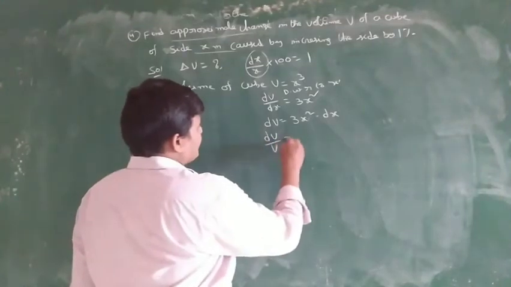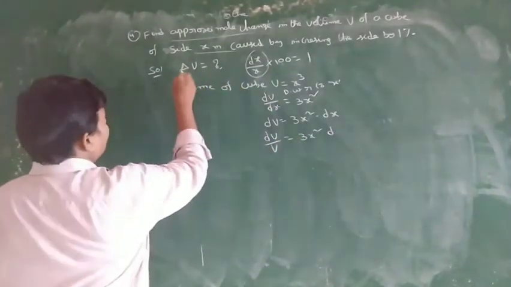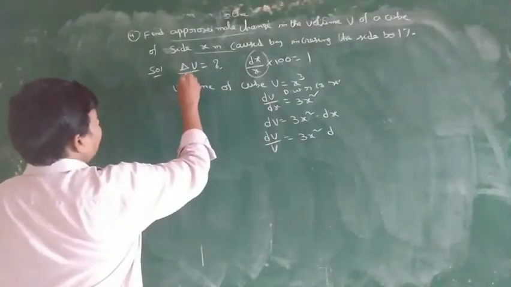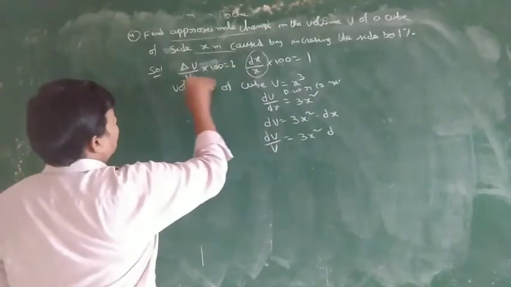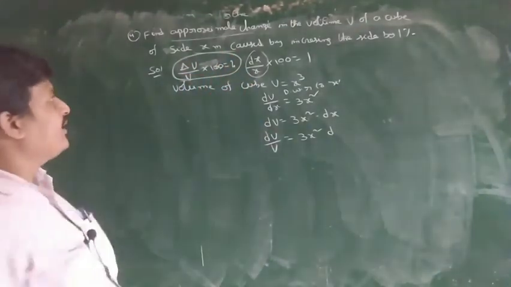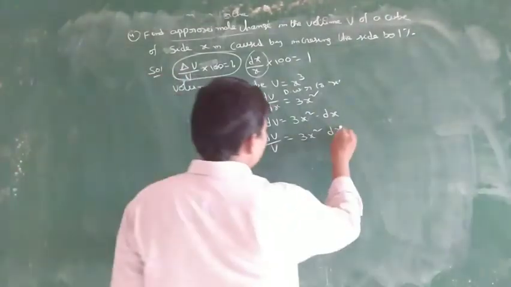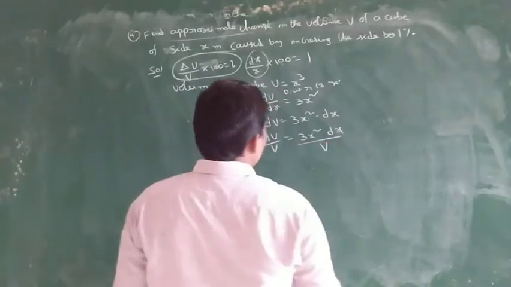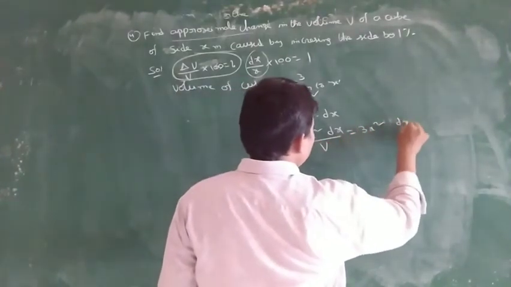dV by V is equal to 3x squared. The side percentage error is given. Find out delta V by V into 100, the volume percentage error. So that is 3x squared into dx by V. That is equal to 3x squared into dx.